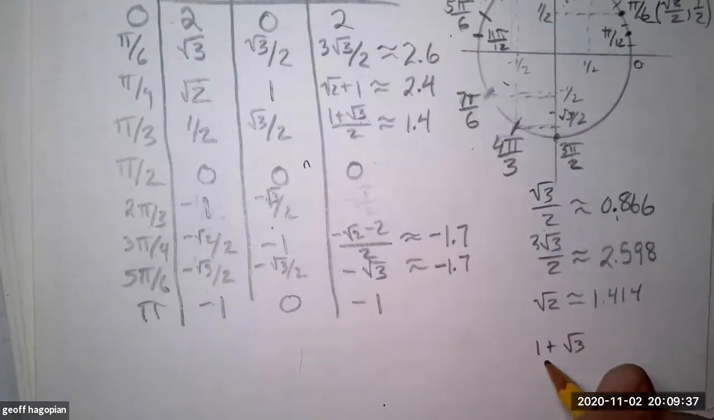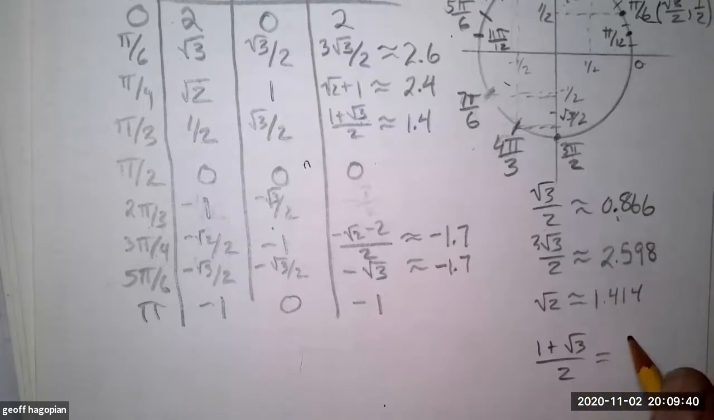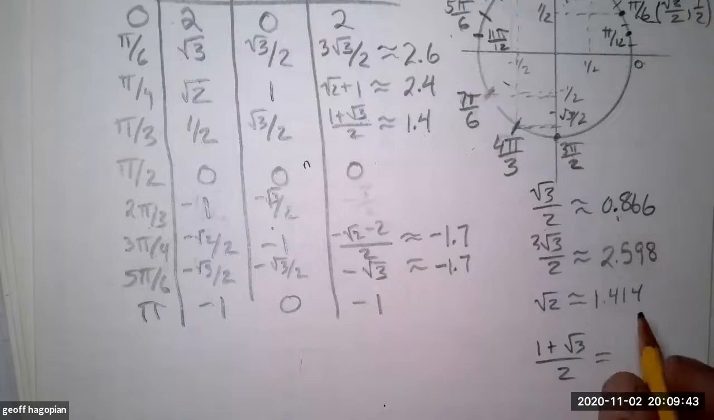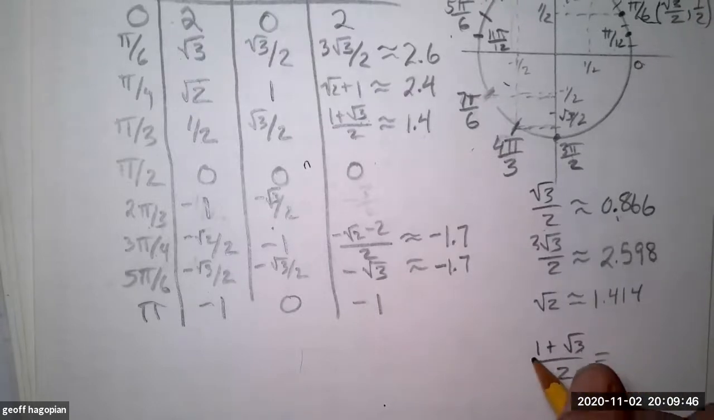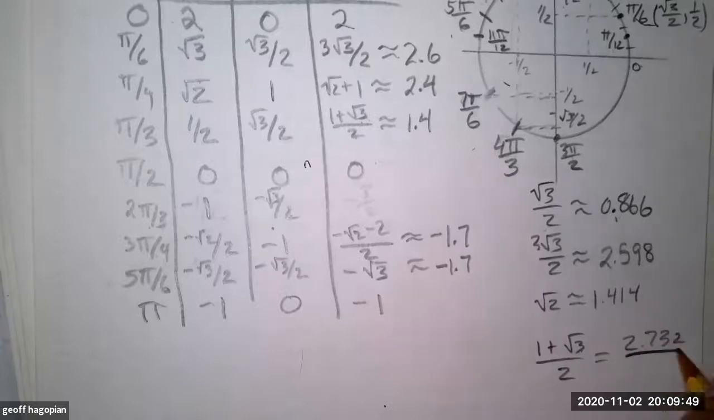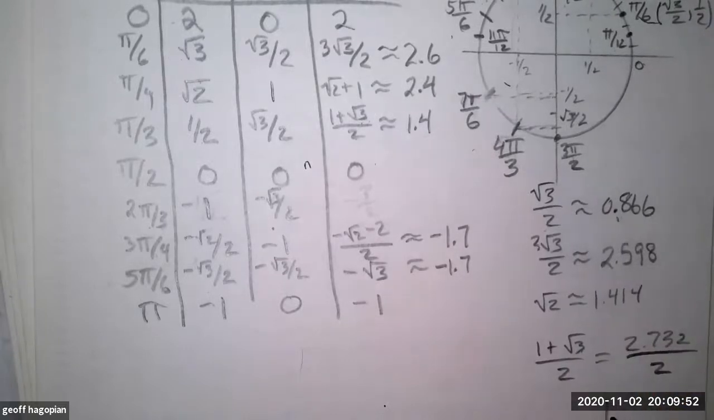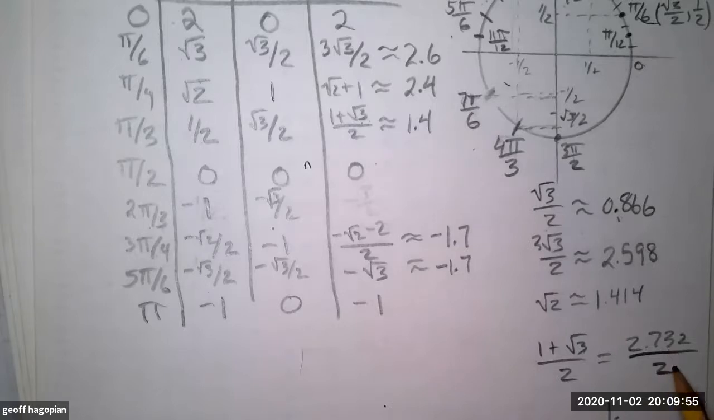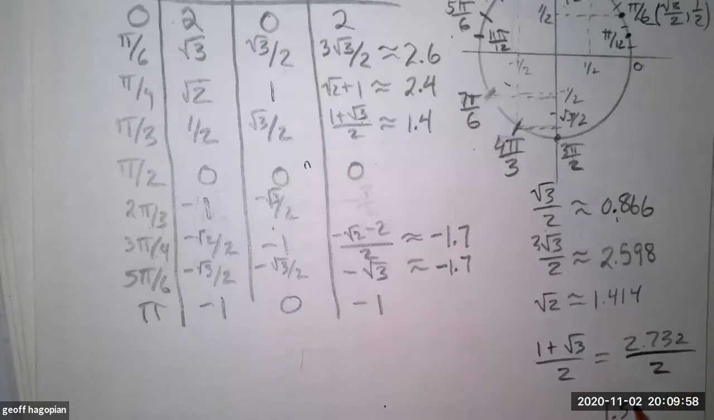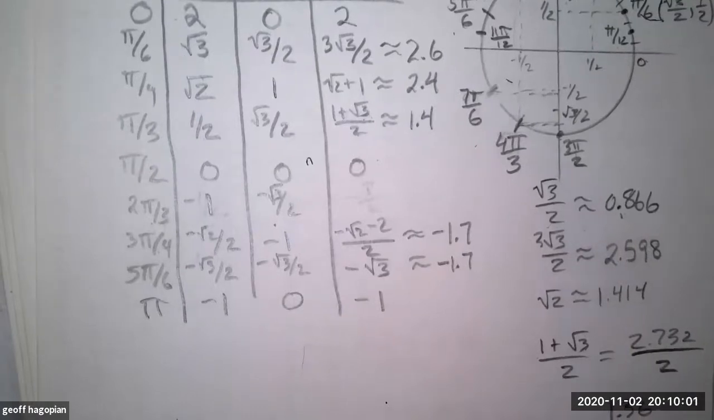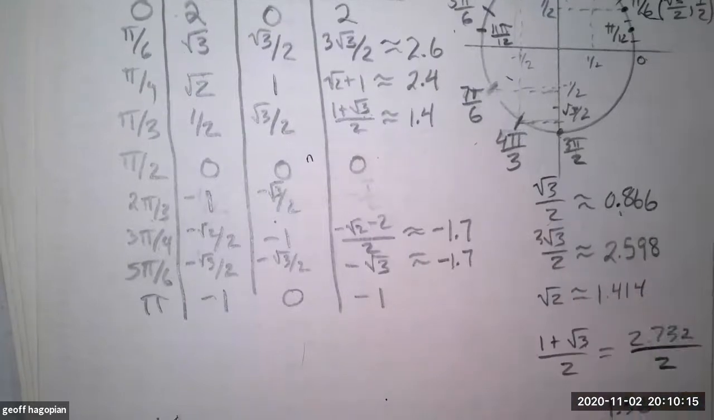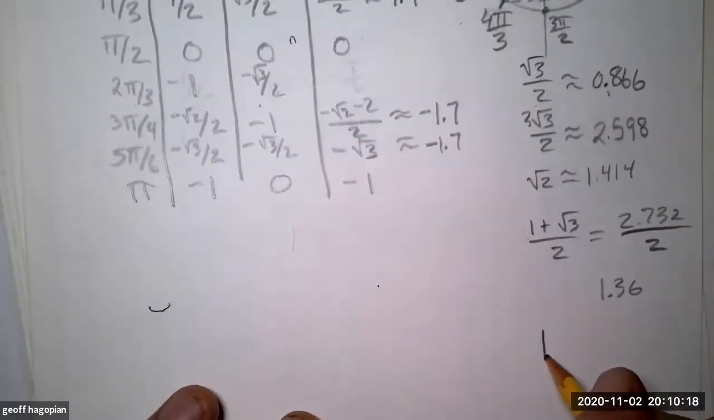1 plus square root of 3 over 2 is equal to, this is 1.732 plus 1 is 2.732 over 2, and that's going to be 1.36. I'm getting 1.87. Damn it. Oh, yeah, because it's negative 1, not 1/2. Crap. Okay.